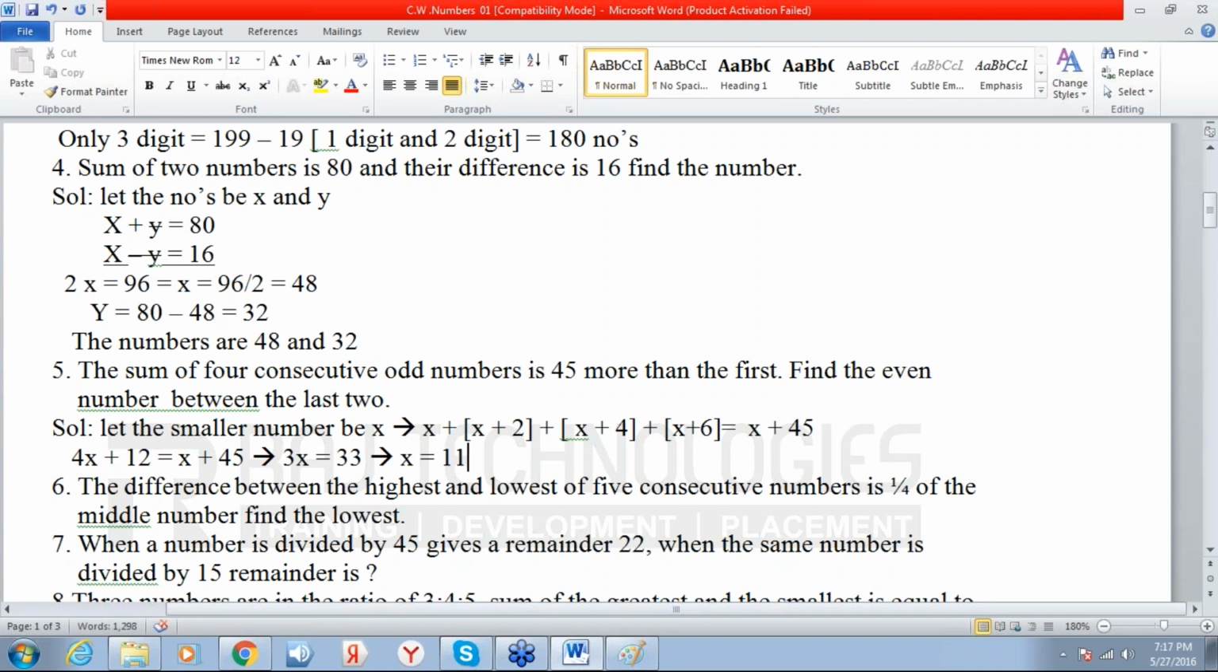Then therefore the numbers are 11, 13, 15, 17. The numbers are 11, 13, 15 and 17. The even number between the last two numbers, 15 and 17, is 16. So the answer is 16.